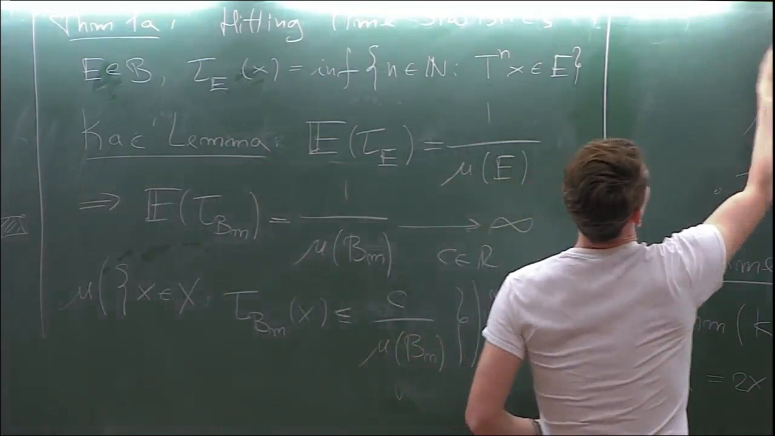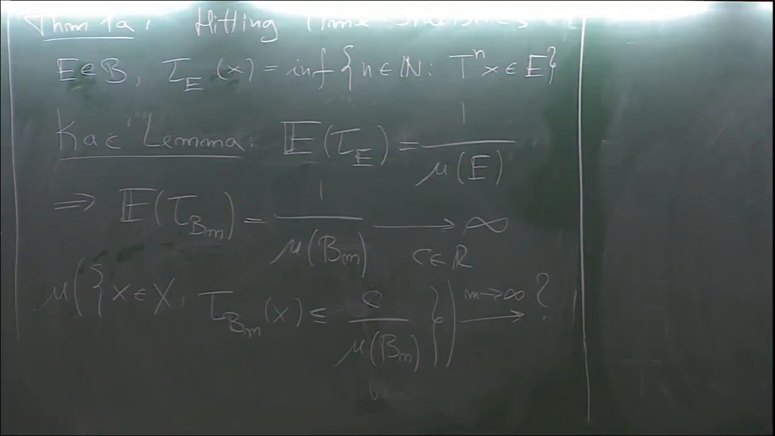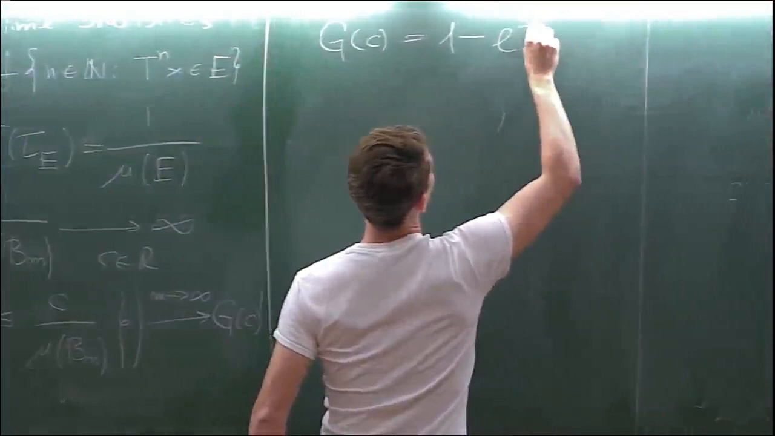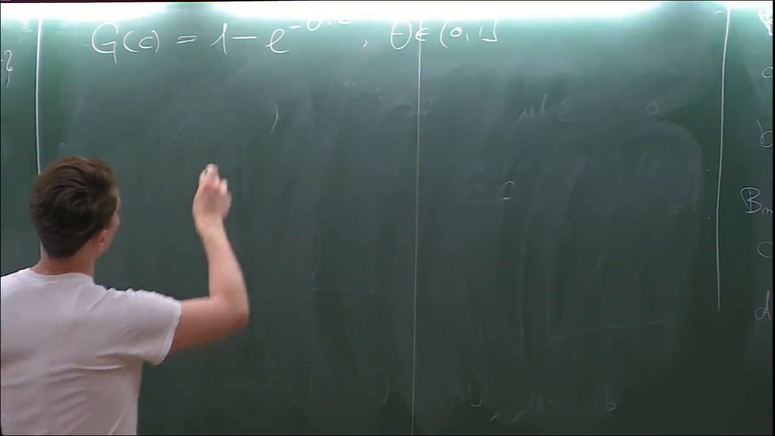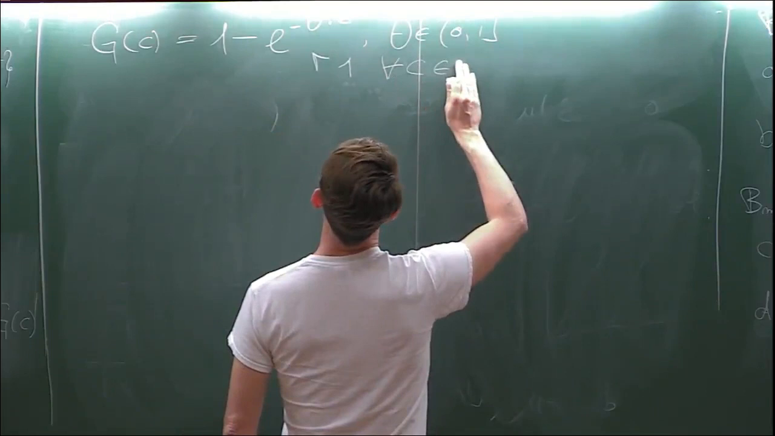Now this turns out to converge very often, and it converges to a type of exponential distribution. So it converges often to a function g of c, where g of c is of the form 1 minus e to the minus theta times c for some theta in (0, 1]. But actually, what it converges to exactly, we don't really care about. What I care about is that this is less than 1 for all c in R.